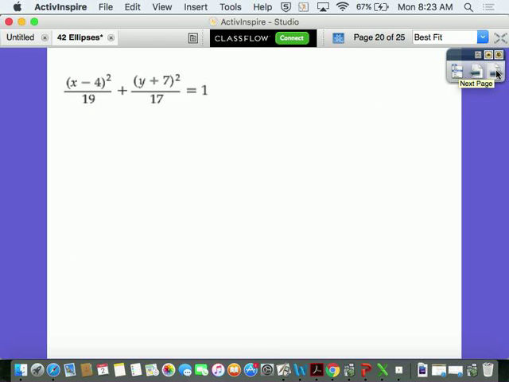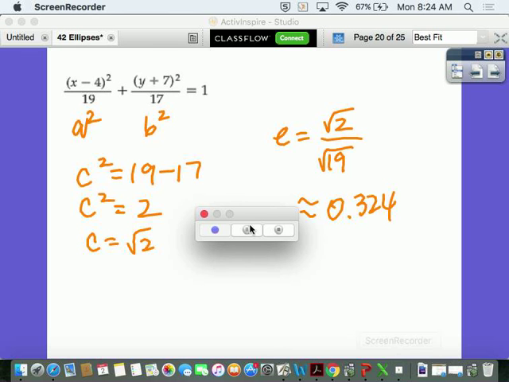So I want you guys to try this one, find my eccentricity. When you're ready to check your answer, press play. So hopefully you got this answer. Hopefully you found that c was the square root of 2, a was the square root of 19. And so when you divide them, you've got 0.32, which basically tells you that it's going to be more circular because it's closer to 0.